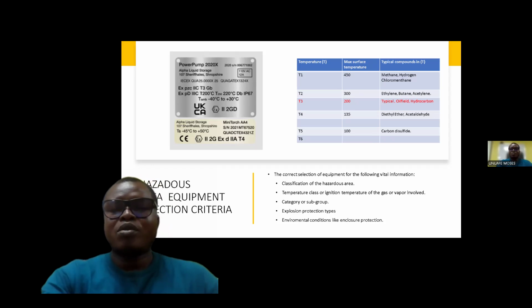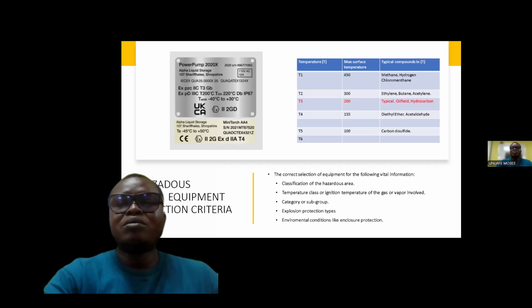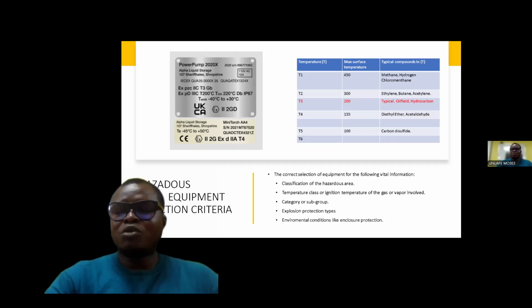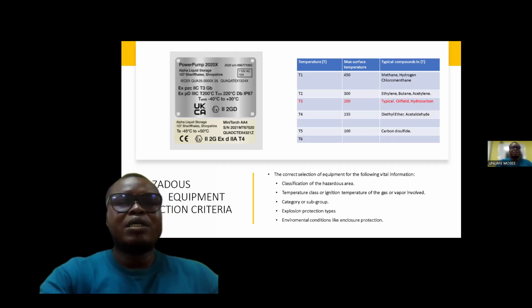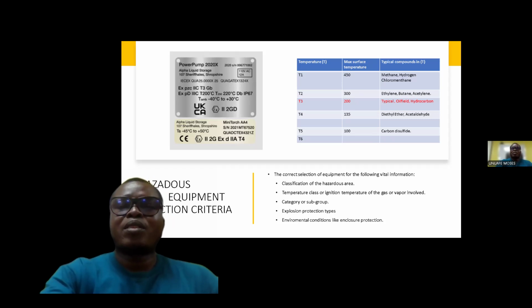So, we have different ranges of atmospheric temperature. Let's take for example, assuming in your site you have a gas, and the ignition temperature of it is 490 degrees centigrade. Then the required equipment that can be installed is T1.